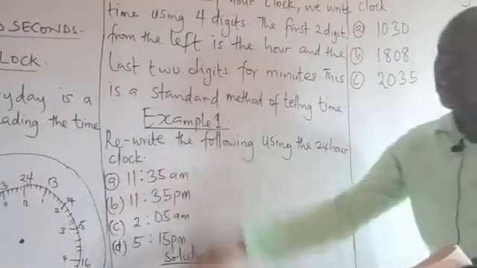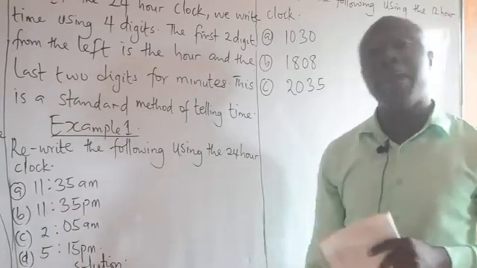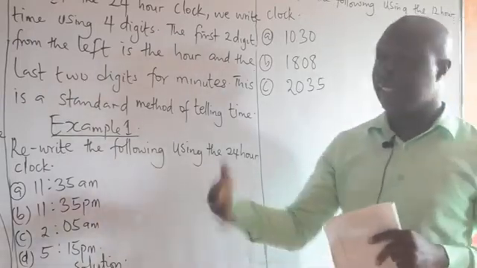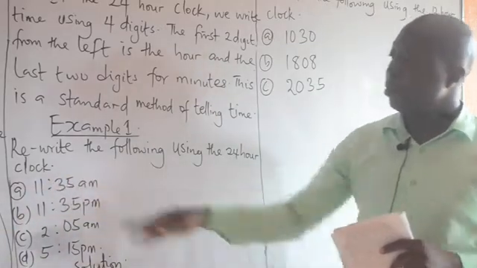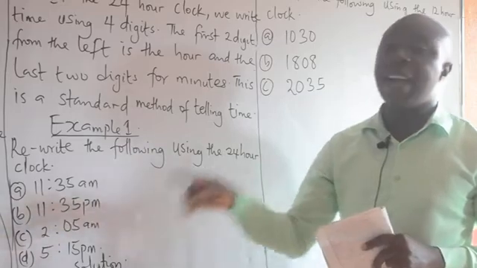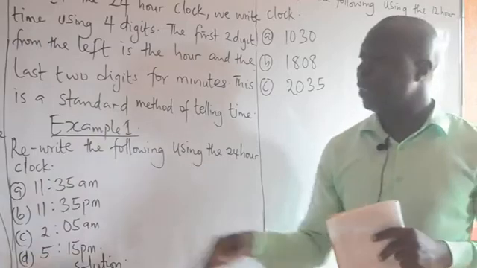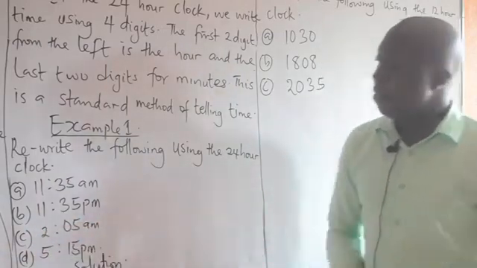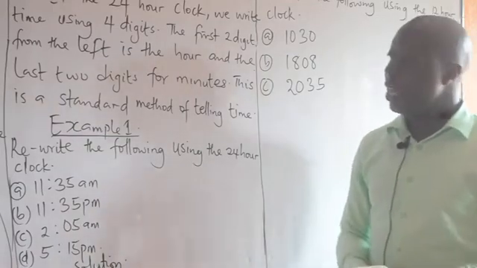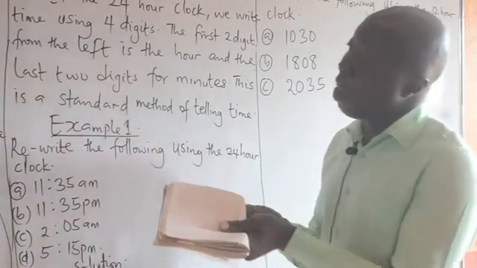Rewrite the following using the 24-hour clock. We have 11:35 a.m. A.m. simply means ante meridian, that is, in the morning. Then 11:35 p.m. P.m. stands for post meridian, that is, during the afternoon. Then we have 2:05 a.m. and 5:15 p.m.